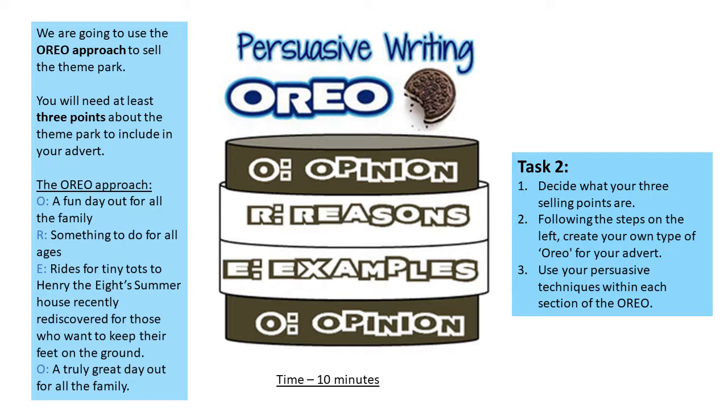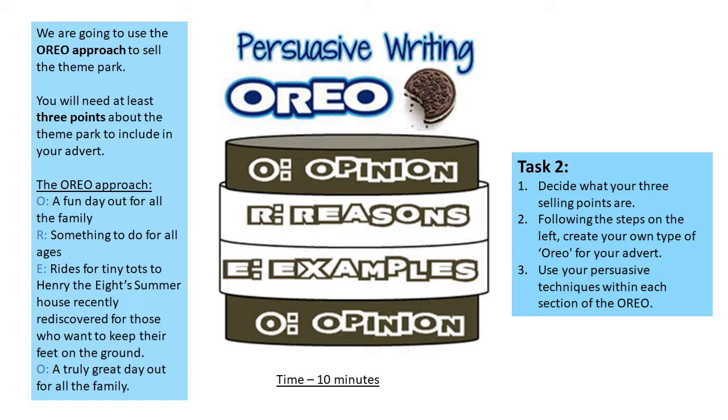Okay, so let's consider the Oreo approach to persuasive writing. Firstly, you start with an opinion. Then you give reasons and examples, and finally you finish with your original opinion again. So let's consider the Oreo approach. A fun day out for all the family as an opinion. Something to do for all ages as a reason. For examples, rides for Tiny Tots, to Henry VIII's summer house, recently discovered, for those who want to keep their feet on the ground. And then finally you finish with the opinion again. A truly great day out for all the family.